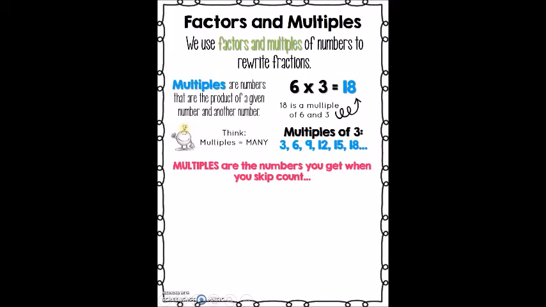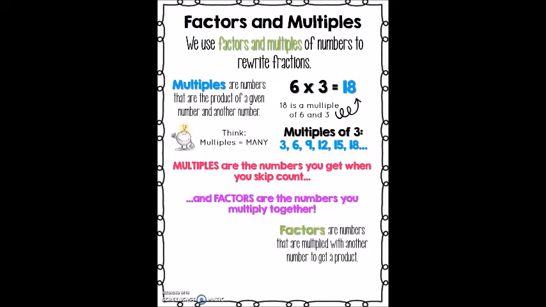So if multiples are the numbers you get when you skip count, factors are the opposite. These are the numbers that we have to multiply together in order to get an answer. So factors are multiplied with each other or with another number to get a product. And a memory trick for this is that there are few factors. So factors and few both start with the letter F. So that means there's only a given number of factors for every number.